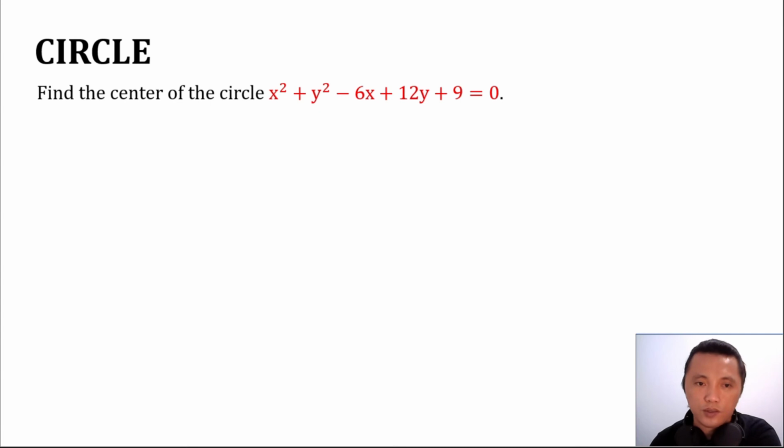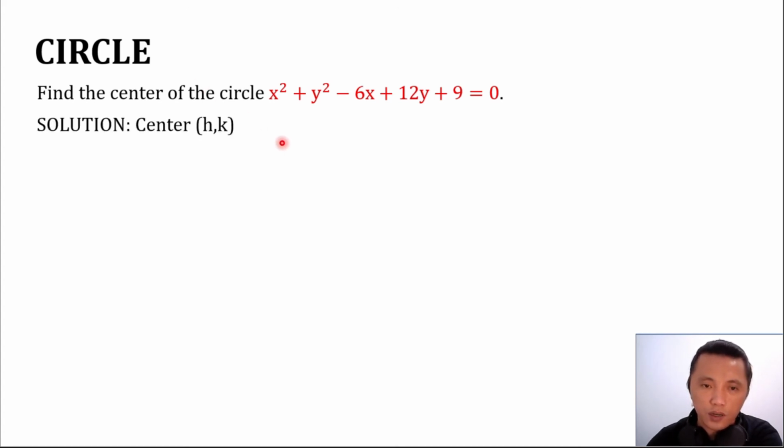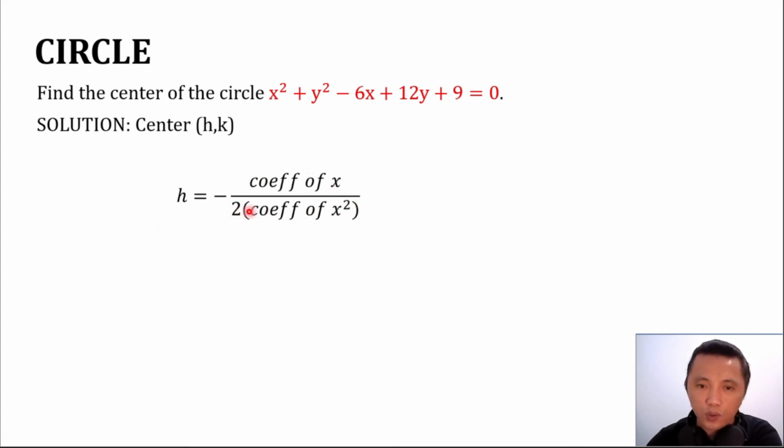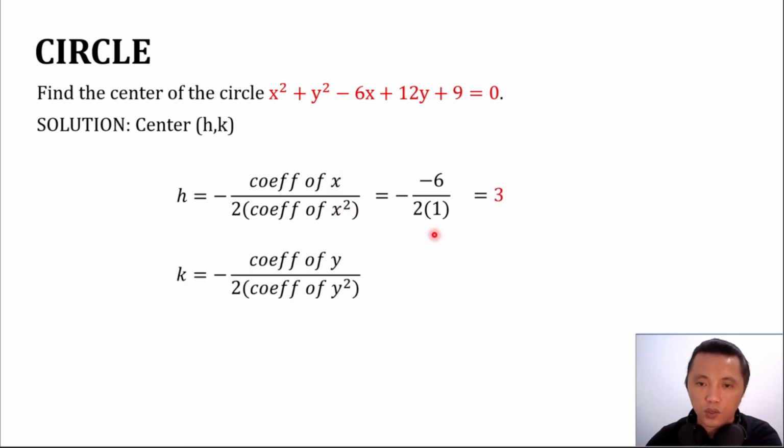Now for a circle, find the center of the circle with the given equation x squared plus y squared minus 6x plus 12y plus 9 equals 0. For the value of h, you have negative coefficient of x all over 2 times the coefficient of x squared. It's the same as with the parabola, so always remember this formula. Negative of negative 6 all over 2 times 1, where 1 is the coefficient of x squared. So you have 3.